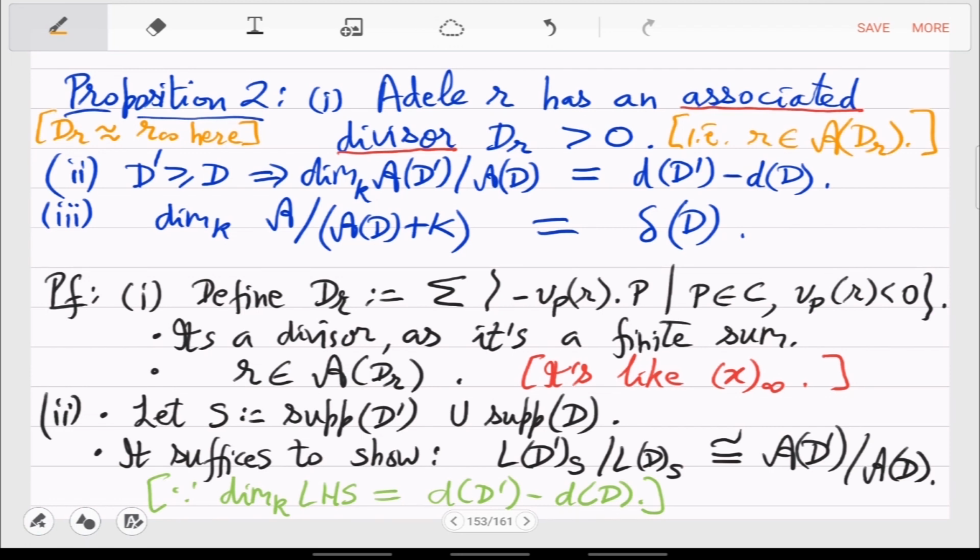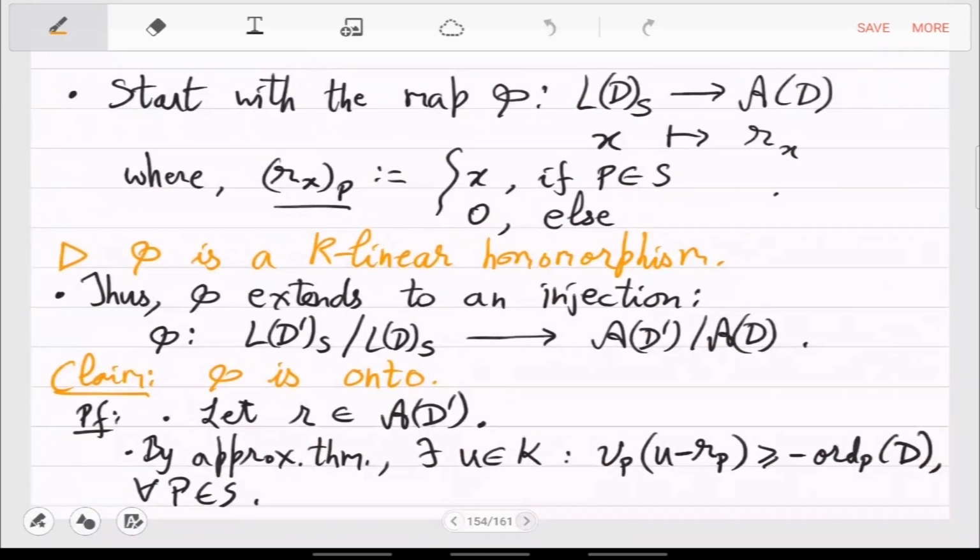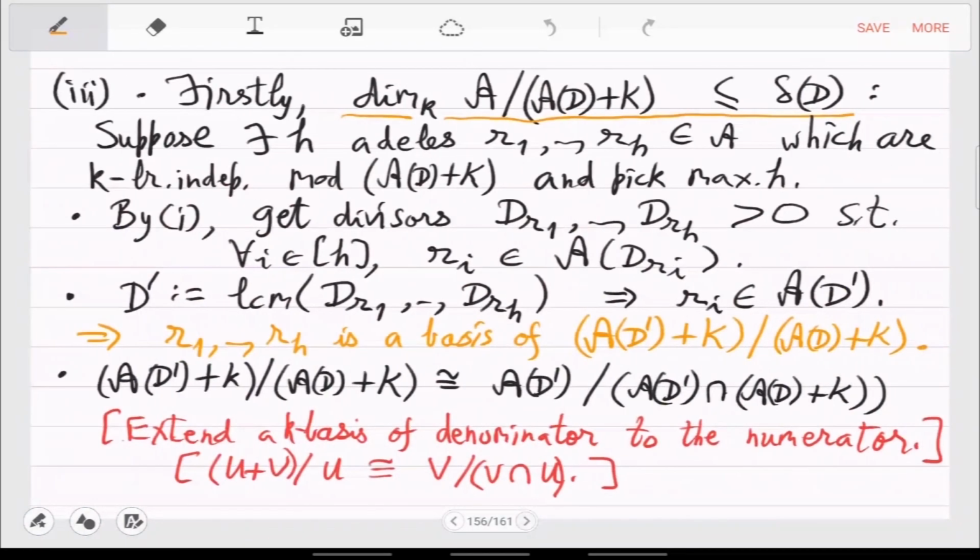Recall that this is equal to L(D) minus deg D plus 1 minus g. So for every divisor, this thing will be true. That is what we are saying. Okay, so let's go to the proof of the third property. We had started this.